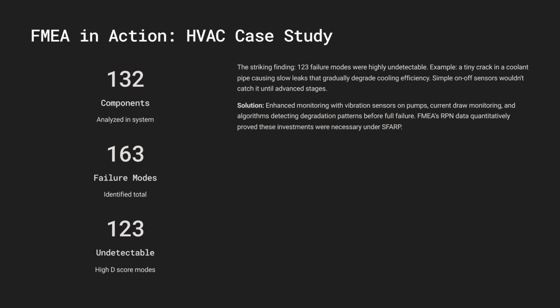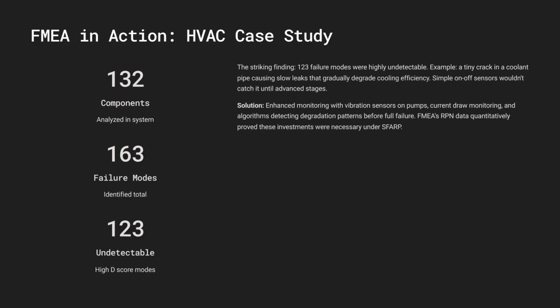And those extra, more complex sensors were justified because? Because the FMECA provided the RPN data. It showed quantitatively that the risk from those undetectable modes was unacceptable under SFA's FAP. It proved the investment was necessary.